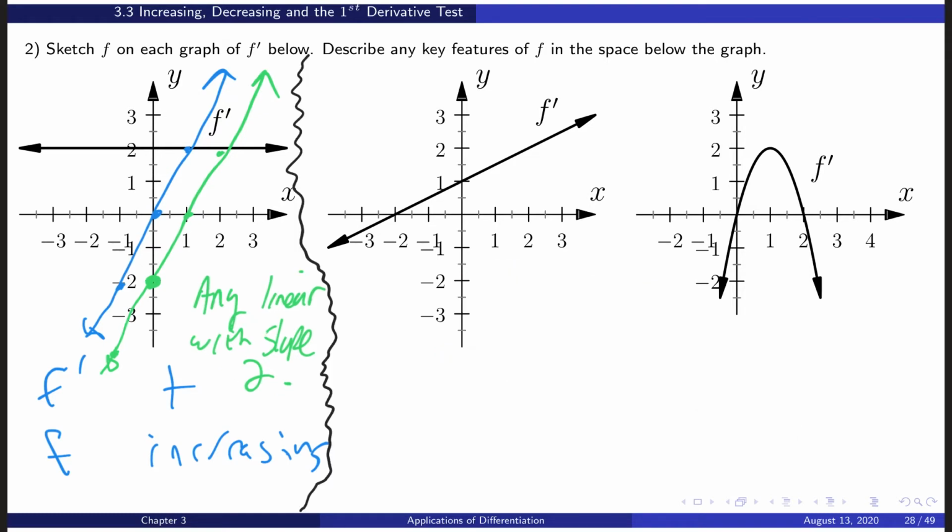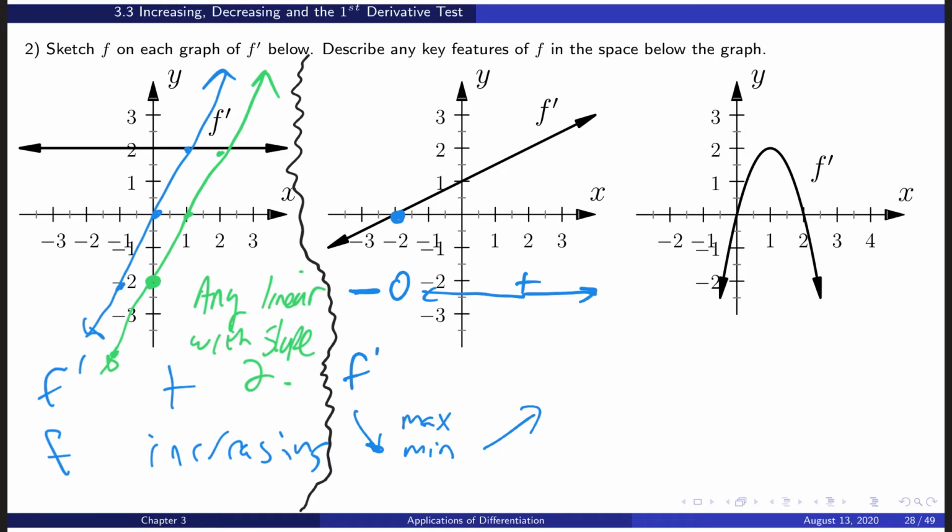So for the second example, I'm going to take the f prime graph and look for different things. F prime starts out being negative here, 0 right there, and then positive all the way over here. Okay, so what that means is that my f plot has to be decreasing, and then maybe a max or a min, where the first derivative equals 0, and then increasing. So now I need to draw a plot that's decreasing, has a max or a min, and then increases.